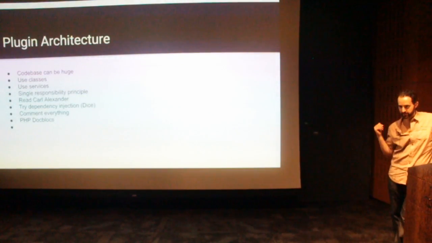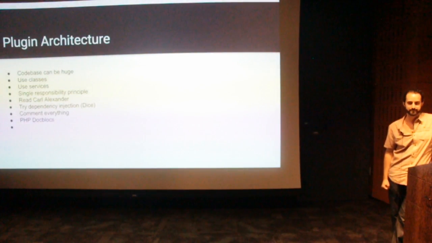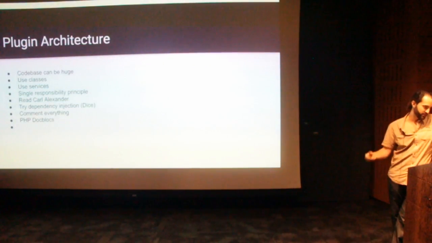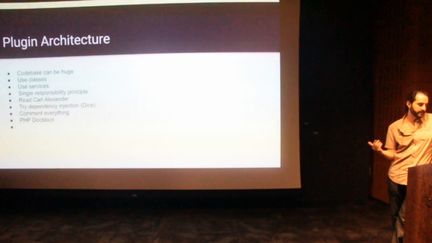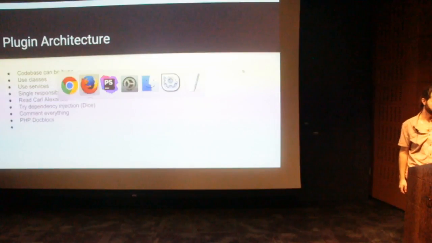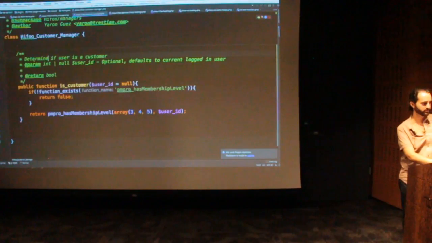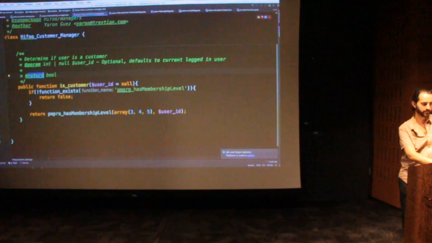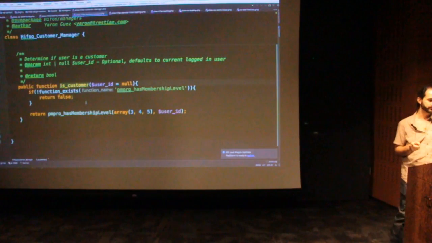Read everything on Carl Alexander. He writes about object-oriented design all the time, specifically for WordPress and PHP. It's great writing. It's really good. You can learn a lot from it. Dependency injection, I just talked at length about that. Comment everything. As we all know, good comments are important. PHP doc block everything. If you saw in the code, I use that all over the place, such as here. Determine if user is customer, and it takes the parameters. It tells it it's an int or a null, the user ID, and it specifies what it is. It specifies a return. If you're using an IDE, that will give someone hinting as they're calling your function. They will be able to see what it does.